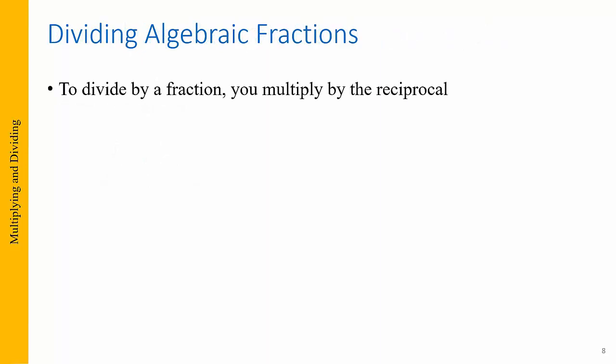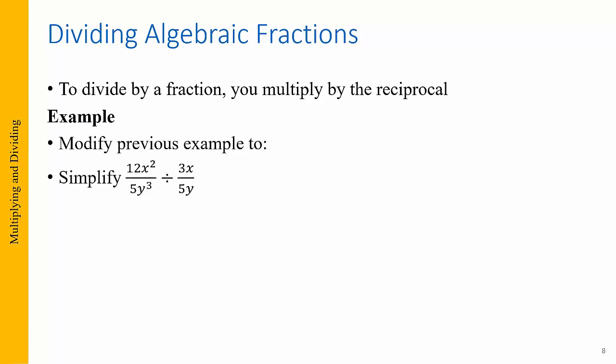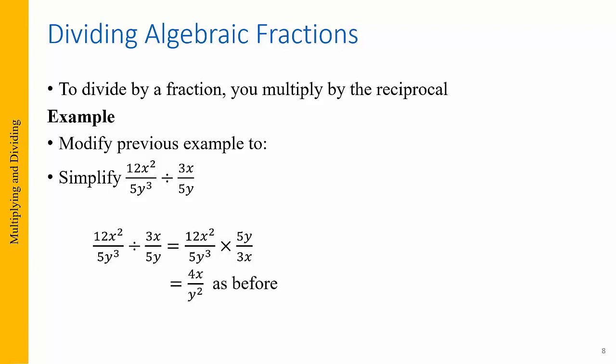Let's now divide algebraic fractions. So to divide by a fraction, we multiply by the reciprocal. If we look at that last example again, but we'll write it now as a divide by 3x over 5y. And so to work that out, we just simply change that to a multiply by the reciprocal of that last term. So it becomes 5y over 3x. And we proceed as we did before to get our answer of 4x over y squared.